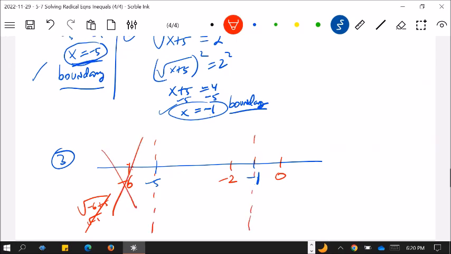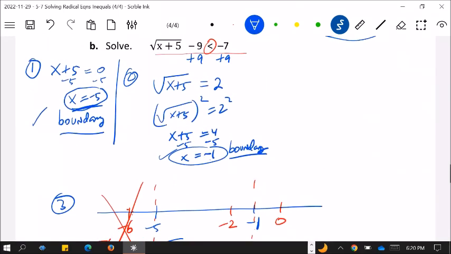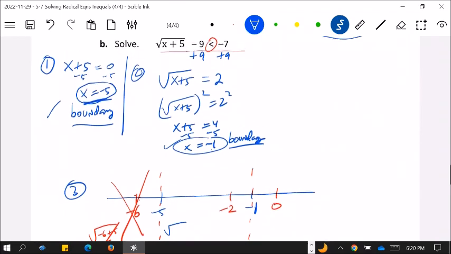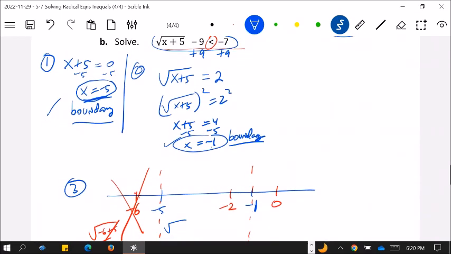Now let's put negative 2 in here. So I have the square root of negative 2 plus 5. I'll make this a little smaller just so I can see that to start with. We go back to the original with the less than. So I'm going to do negative 2 plus 5, keeping that negative separate from the 2, minus 9. Is that indeed less than negative 7?